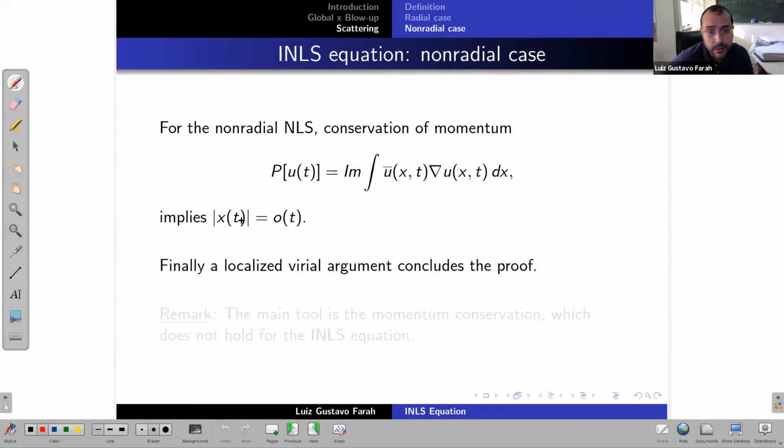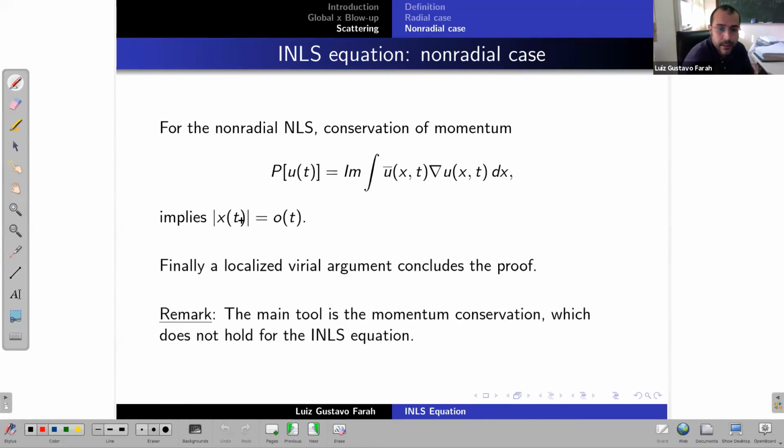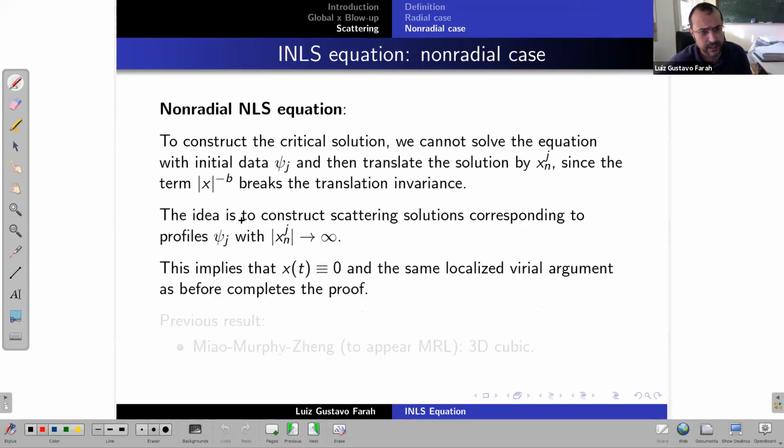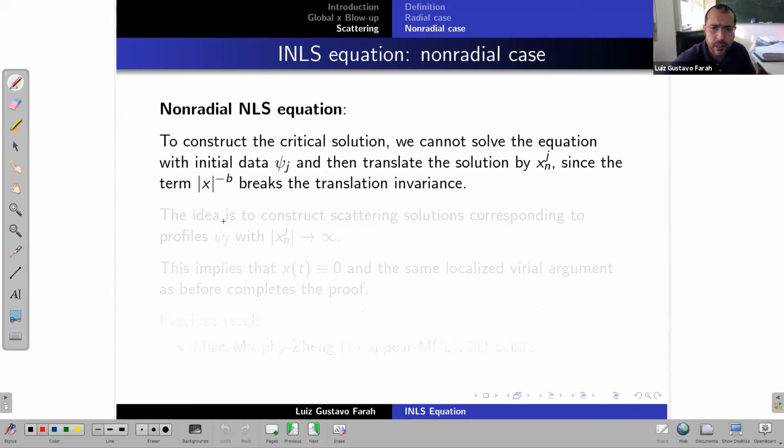So what is the problem here? The problem here is that for the INLS, we don't have a conservation of momentum. That's what I said in the beginning of the talk. So we need to come up with a different approach here. So what is the approach? To construct the critical elements, we cannot solve the equation then translate because, because of this term, the equation is not translation invariant anymore.